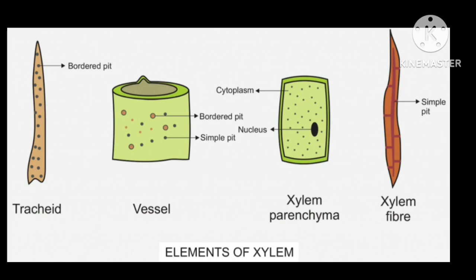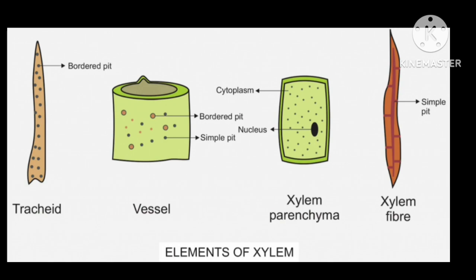Next comes the parenchyma, which is called xylem parenchyma. These are the only living parts of xylem. They help in conduction of water and minerals and serve for storage of food. Xylem fibers are sclerenchymatous fibers. They are long, narrow and tapering at both ends. They provide mechanical support. Now we will discuss the parts of phloem.